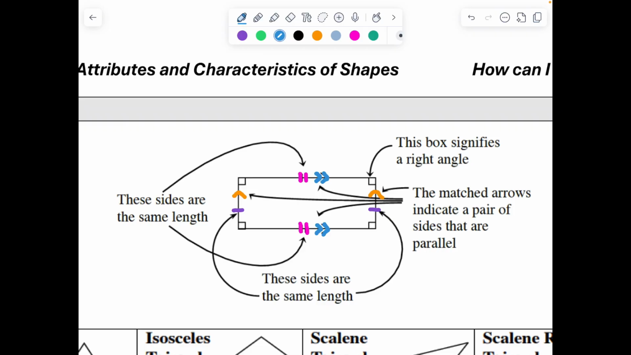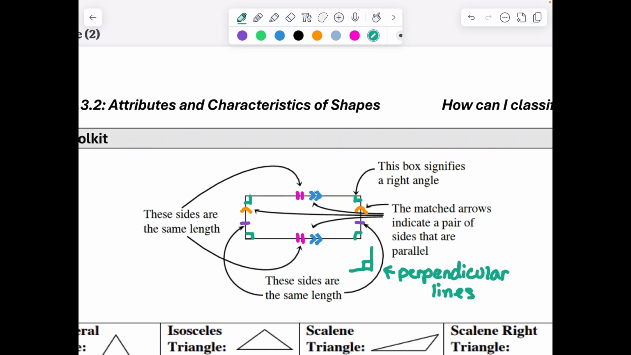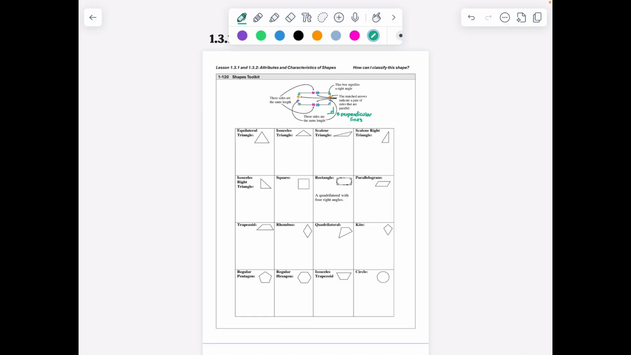And then the other marking on this shape you should be familiar with is the right angle. Right angle also means that the two lines that make up the right angle, we call these perpendicular lines. We will talk about that more in future lessons, but it's a good vocab word to know. Two lines that make a right angle are perpendicular lines.